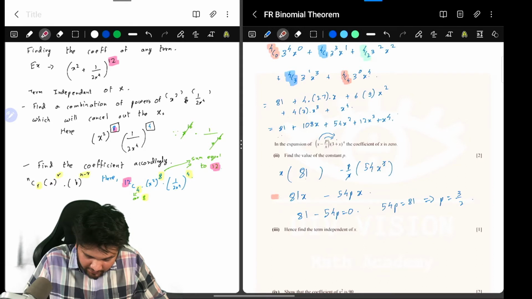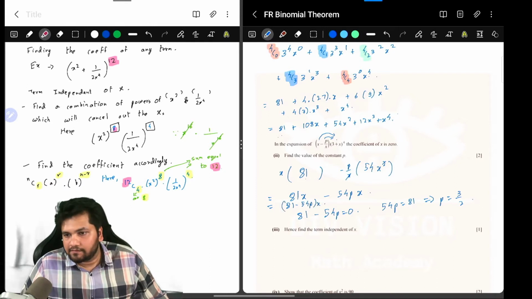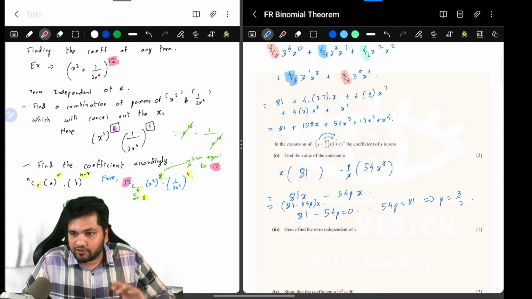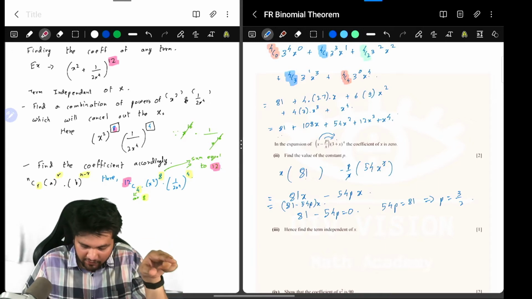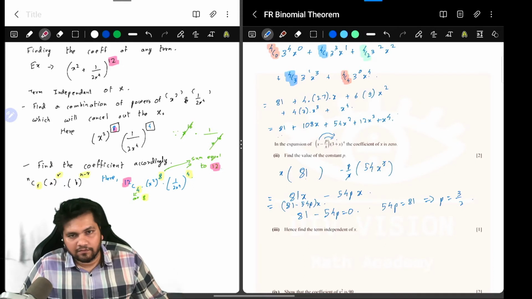Even if you're not comfortable with this, one sec, I'll just write this as 81 minus 54p times x. Correct? And then this coefficient of x is 0, that means 81 minus 54p is 0, and we will get this value. Make sense?